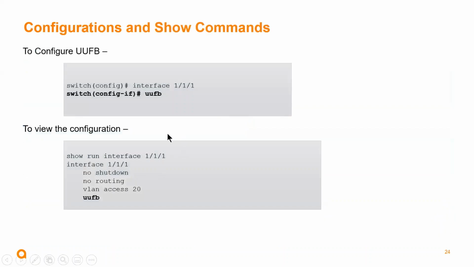So let's see the configuration and show command. To configure UUFB, we have to go to the interface and then enable UUFB. To view the configuration, you have to use show run interface and then the interface number. It will display the interface configuration along with UUFB if it is configured.